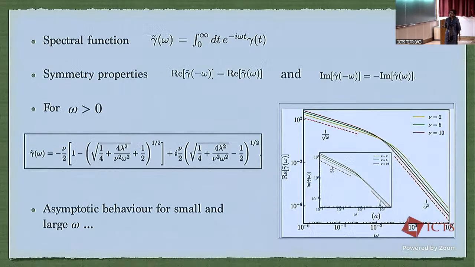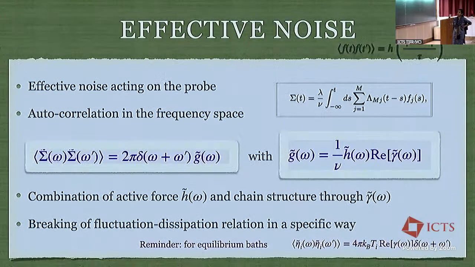So what contains the signature of activity is the noise kernel. But let me say one more thing about the dissipation kernel. We can also calculate the spectral function, the function in frequency space, and compute the asymptotic behavior for small and large omega. It goes as 1 by square root omega for small omega, but these are all again the same for the passive bath as well, as long as this is linear and just a nearest neighbor connection.